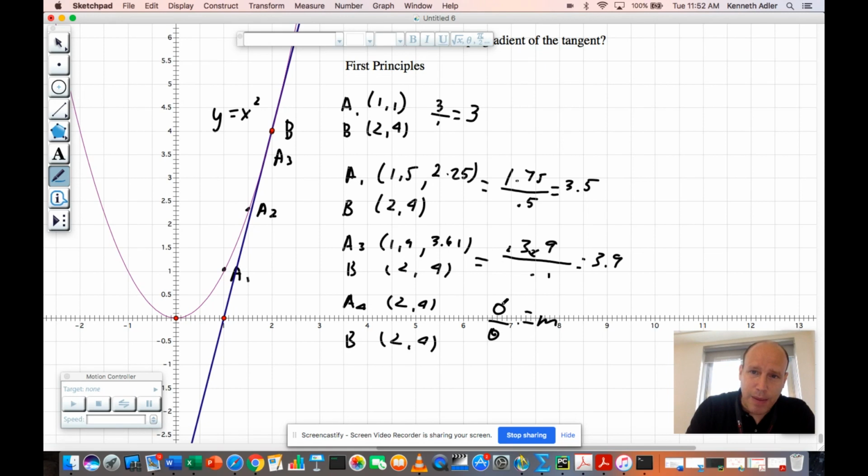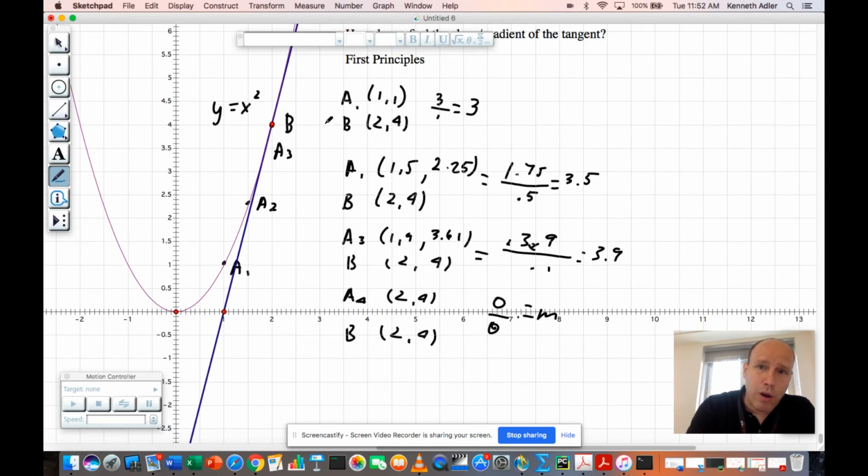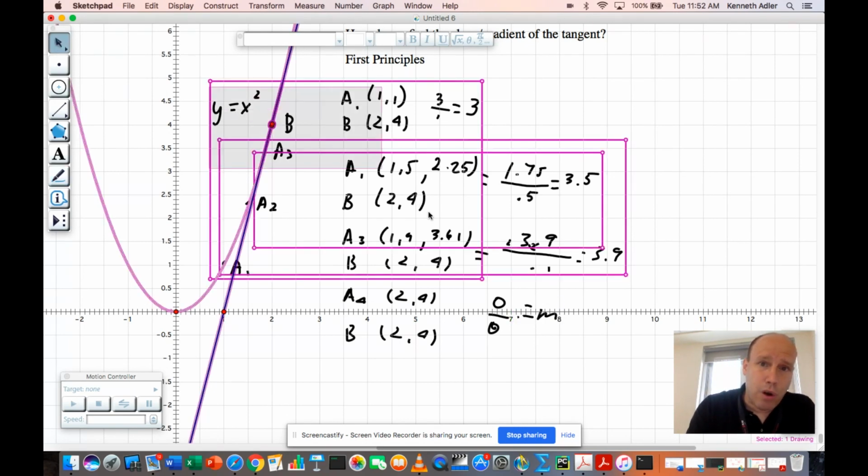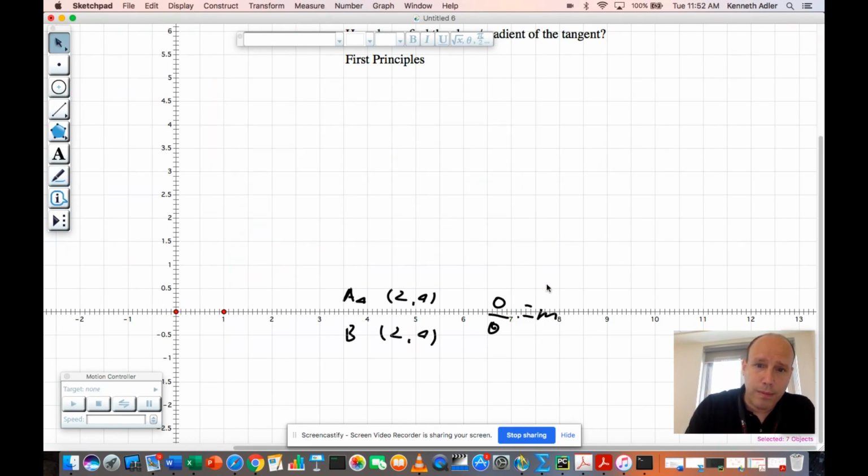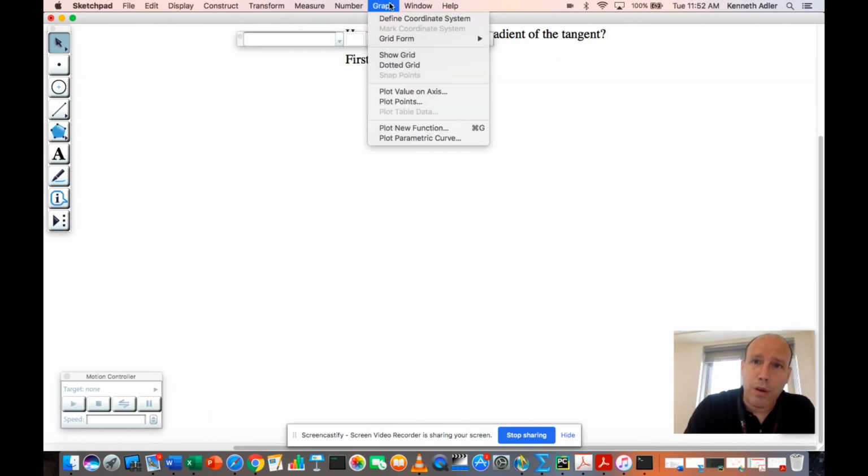So let's rethink what we did. You can make a screenshot. I'm going to erase all of this except for the curve. Let's put the graph back in grid form. Put the grid back.